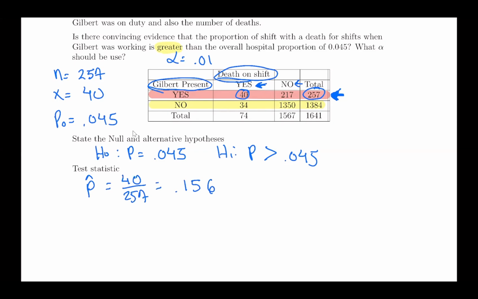So if you actually look at this number, you go, okay, the proportion of people who die in the hospital is relatively 0.045. But if you look at how many people died during Kristen Gilbert's shift, it is 0.156. So do you think that's a big difference, or do you go like they're pretty close to each other? Close. So you think 9% different is close?